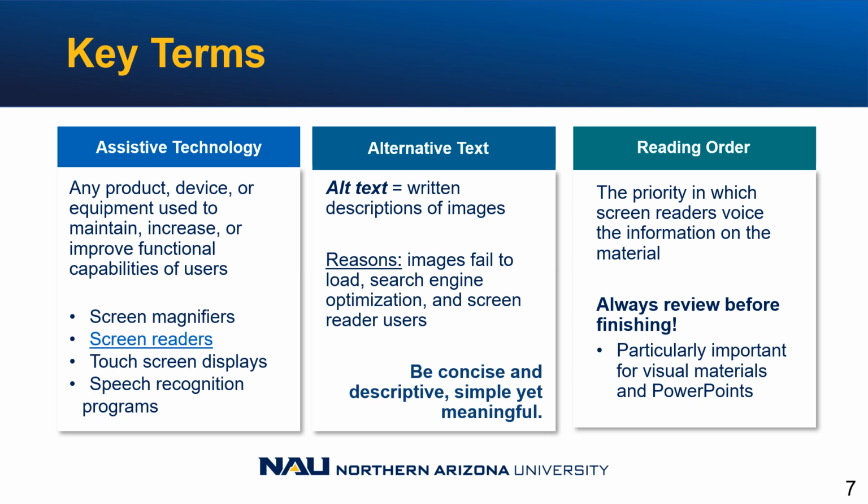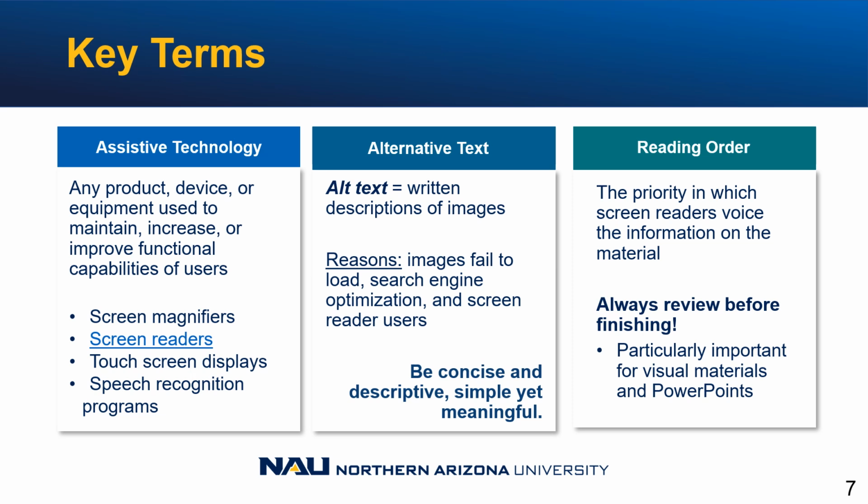Alternative text, also known as alt text, are the written descriptions of images. So it's really important when using alt text to describe what's important in the picture and use punctuation. And if you could have detailed descriptions of data in tables, charts, or graphs, that would be really helpful. So the main idea is to be concise and descriptive, yet simple and meaningful.